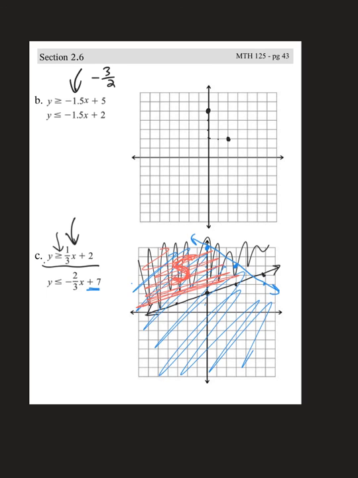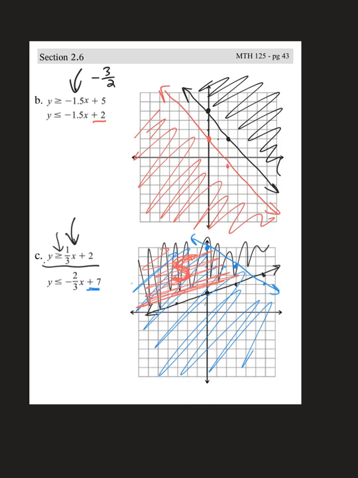Solid line, because it's got an equal. It says y is greater, so I'm going to shade up here. I'm going to change my color. Y-intercept is 2. Slope is the same, negative 3 over 2. Line type is the same. It's solid because it has an equal symbol. This one says y is less than, so I am going to shade less than.